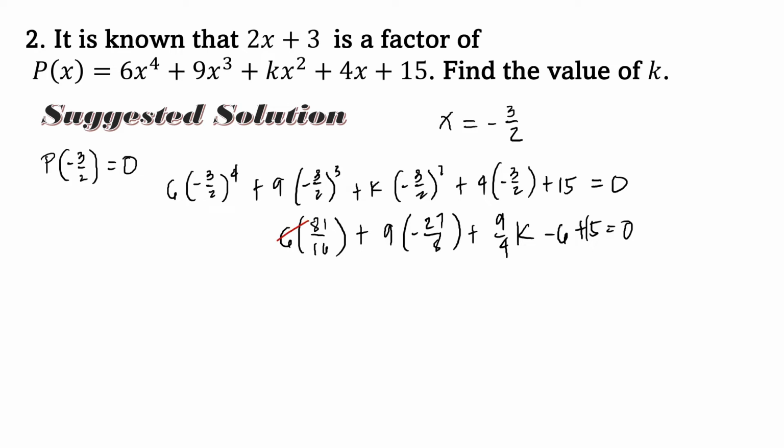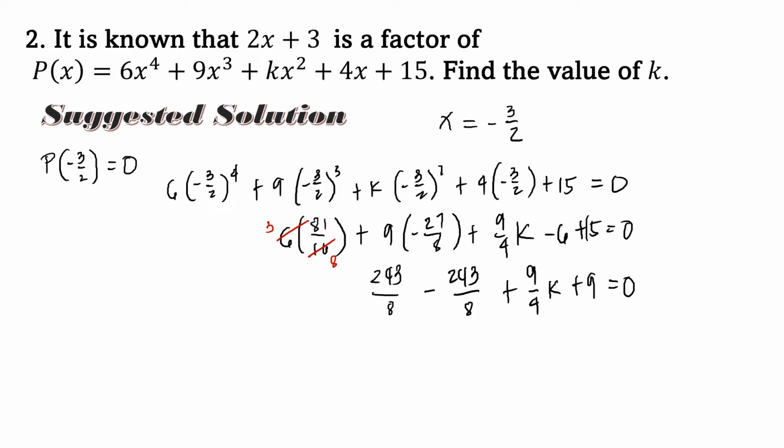6 over 16 is 3 over 8. And then meron tayong 3 times 81. That will be 243 over 8. Next term, 9 times negative 27 is negative 243 over 8. Meron tayong 9 over 4 k. Negative 6 plus 15 is positive 9. This is equal to 0.